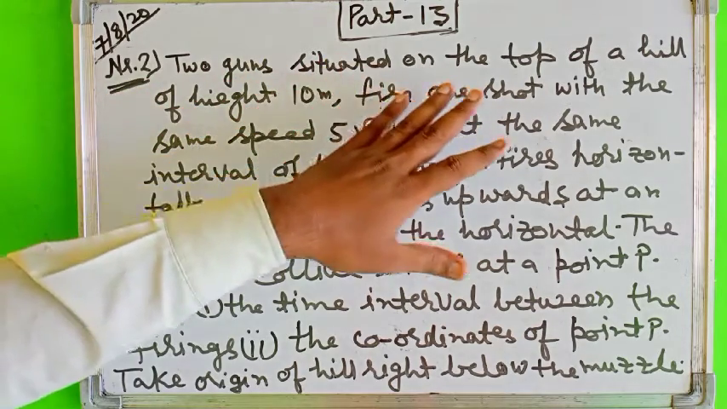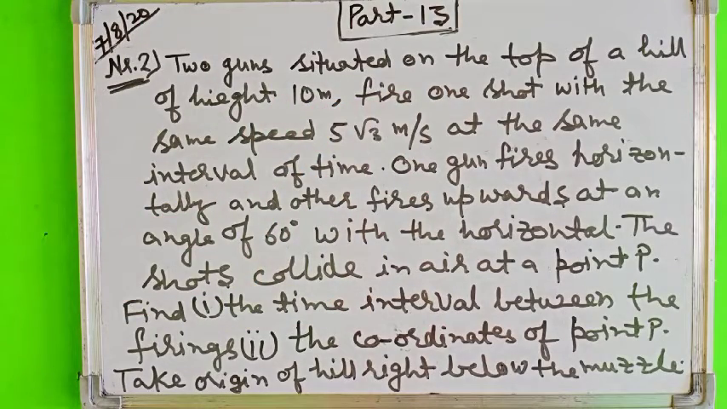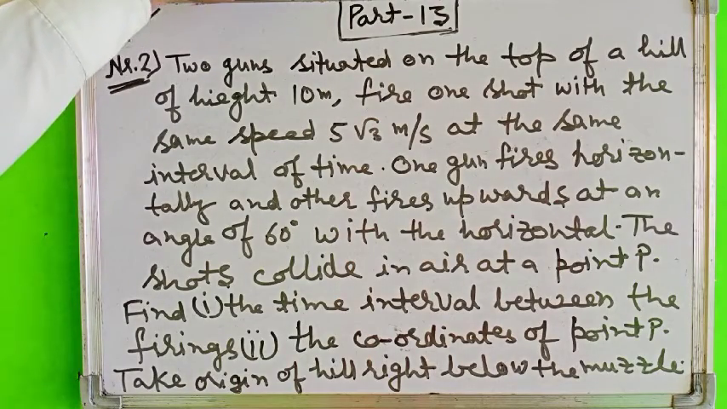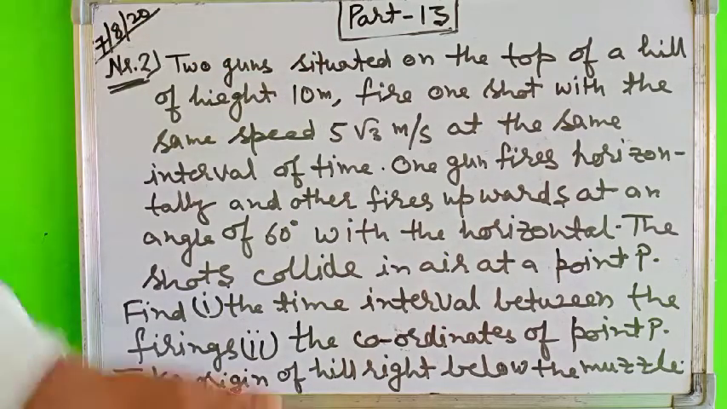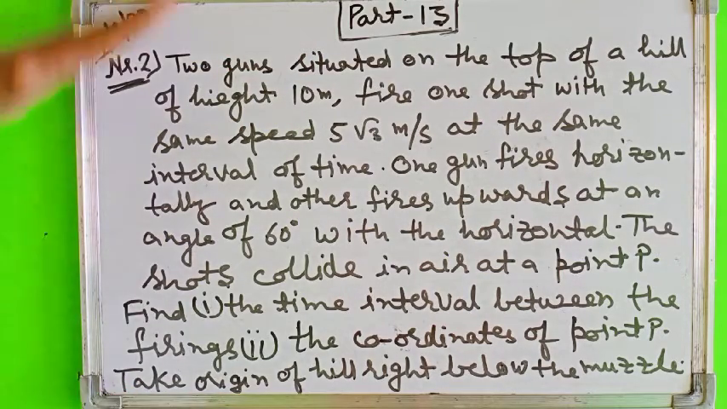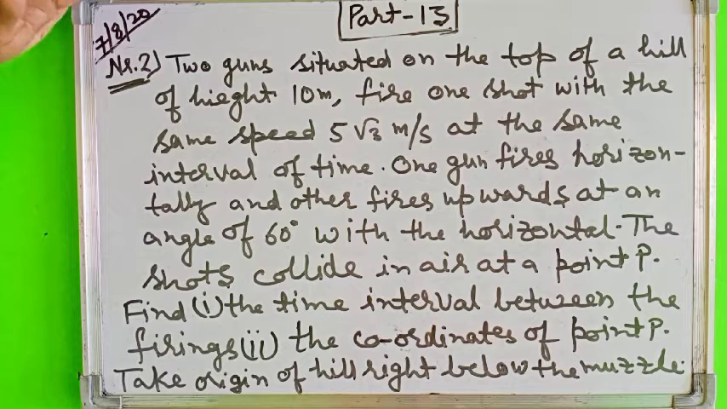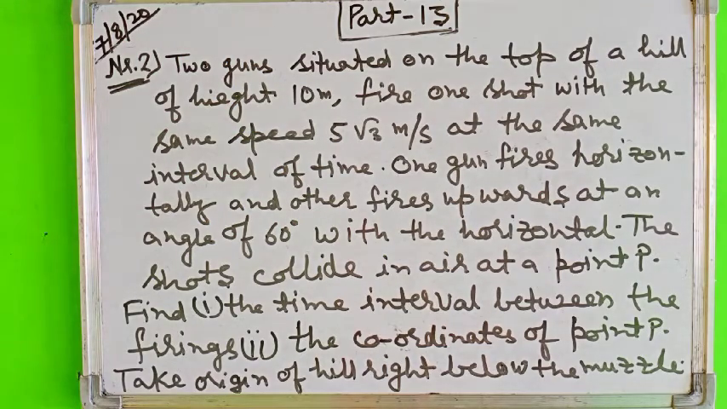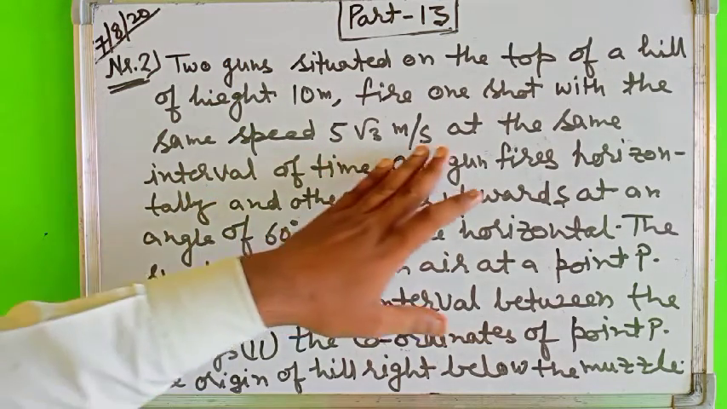Here there are two guns situated at the top of the hill. There is a hill, suppose this is the hill, and this is the top of the hill. Then two guns are situated here, and the height from the base, from the origin, is 10 meter. It is given. Fire one shot with same speed, 5 root 3. The muzzle speed or initial speed is 5 root 3 meter per second.